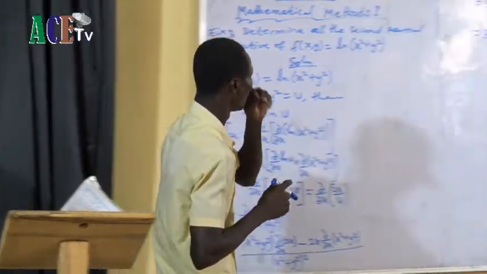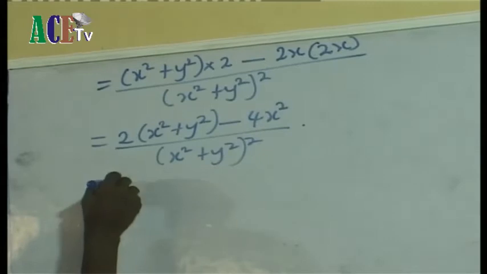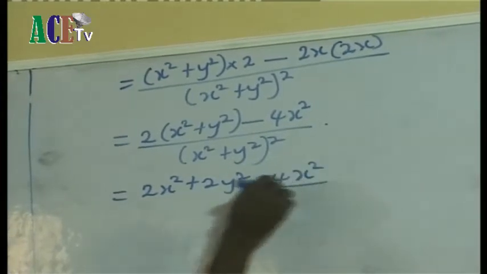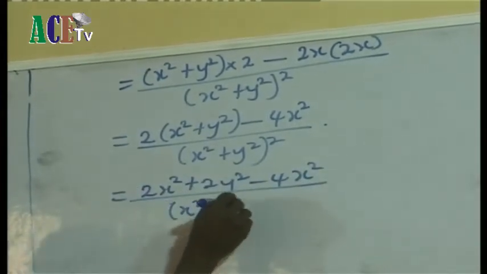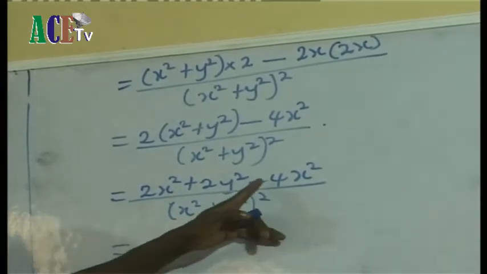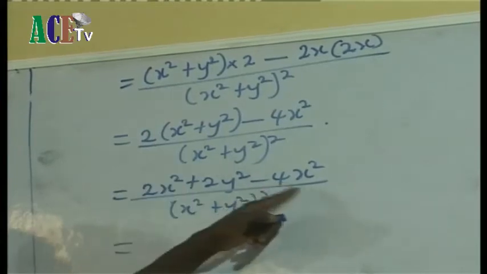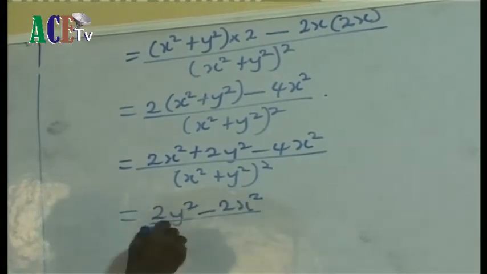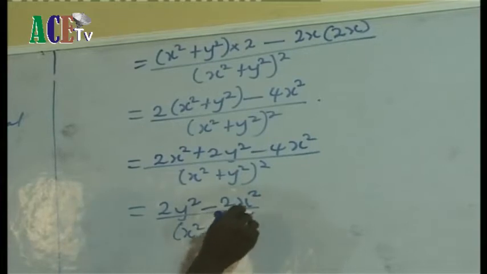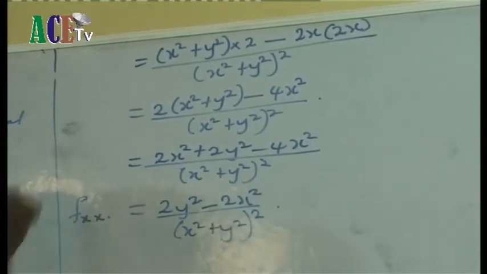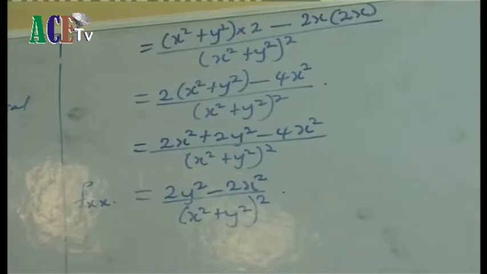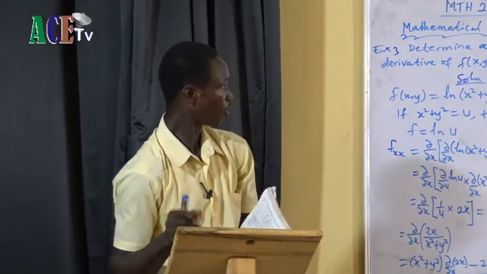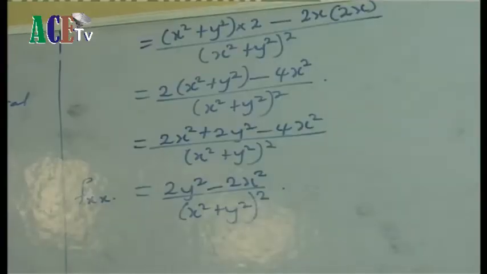Okay, let me try and simplify this one. This one will give me 2x squared plus 2y squared minus 4x squared over x squared plus y squared, everything squared. If I subtract, see 2x squared, 4x squared, I will get 2y squared minus 2x squared over x squared plus y squared, everything to the power 2. That is f_xx. Depending on you, if you like, factorize 2 out, but let's leave it like that for here.